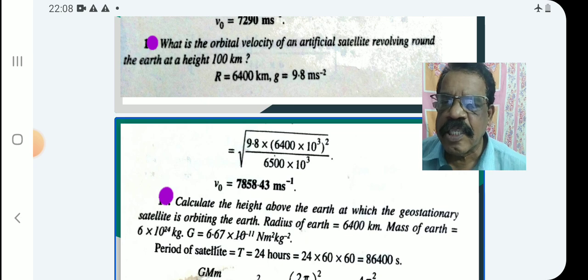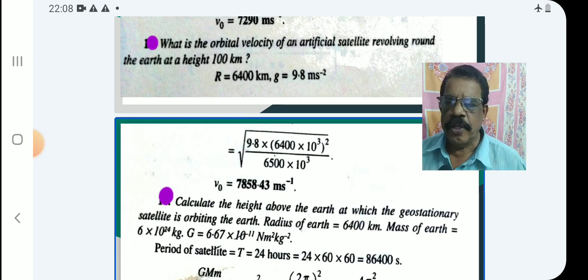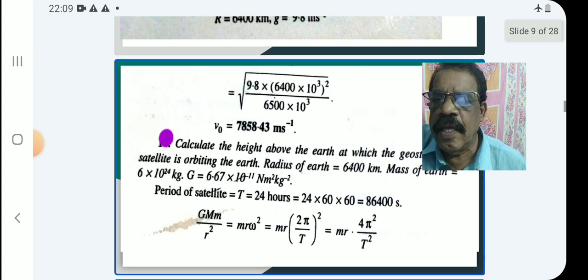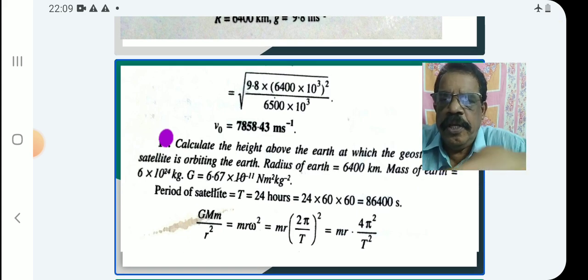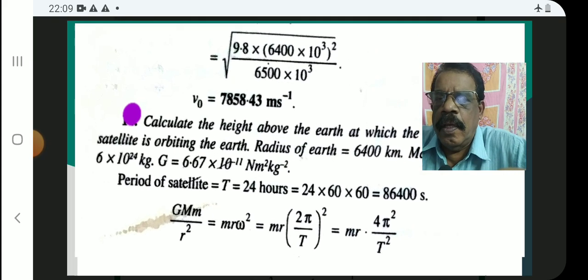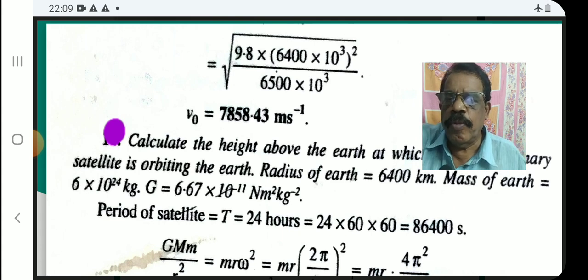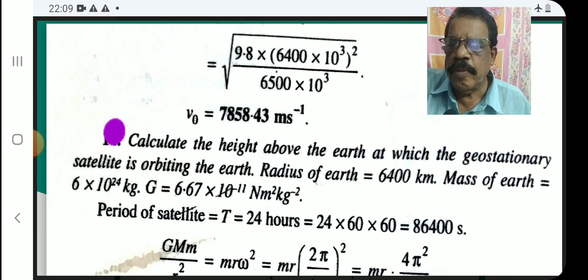Small r is capital R plus h, which will come here as 6400 plus 100 kilometer. That is 6500 kilometer, that is 6500 into 10 raised to 3 meter. That value is put here. We get the answer as 58.3 meter per second. Next problem.